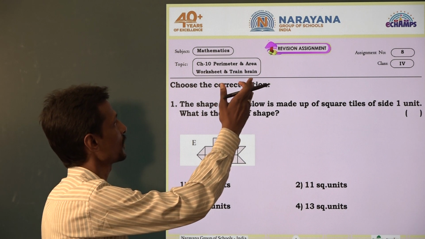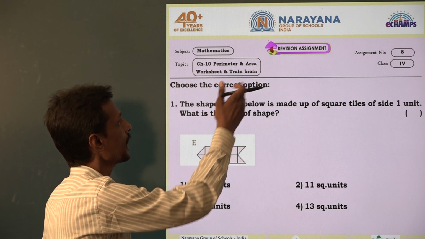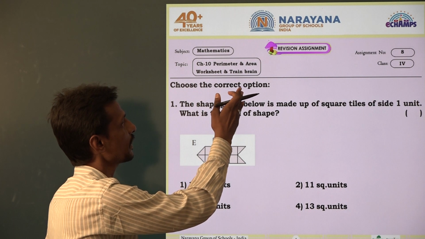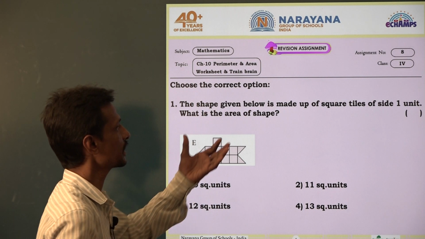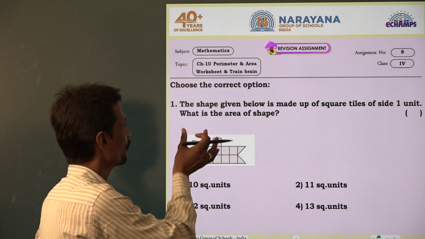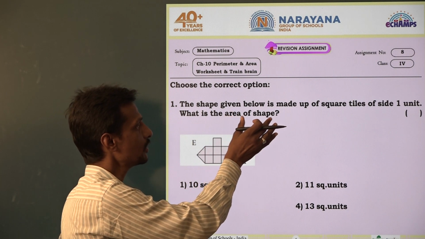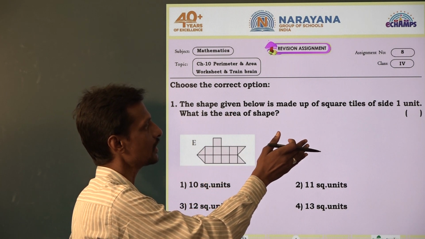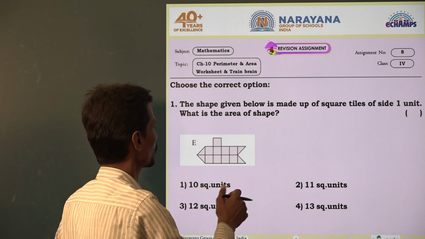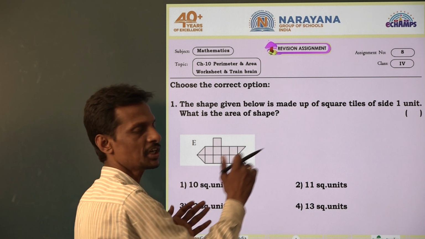Today revision assignment, chapter 10, perimeter and area, worksheet and train bind. Choose the correct option. First one, the shape given below is made of square tile of side 1 unit. What is the area of shape?